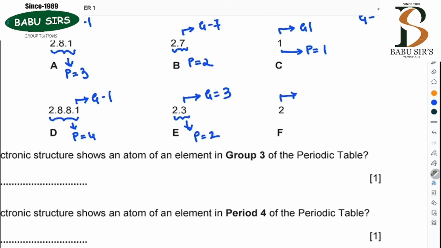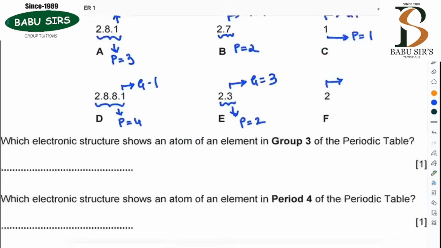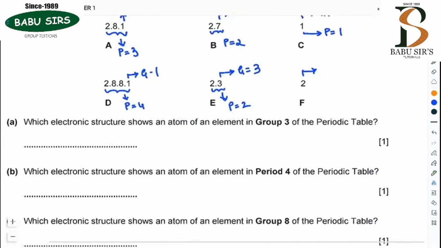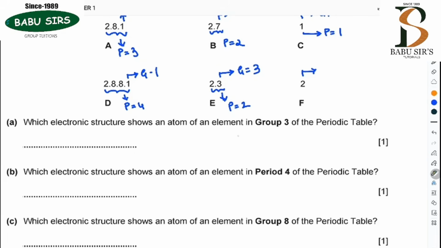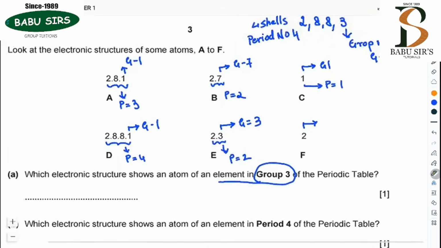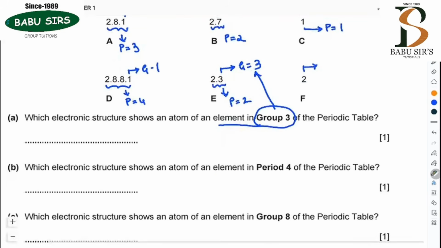Now this is something different. Let me explain to you in a short time. So first we'll check which electronic structure shows an atom of an element in group 3. So you can see here directly this is showing group 3. So the answer for the first question is E, which shows group 3.